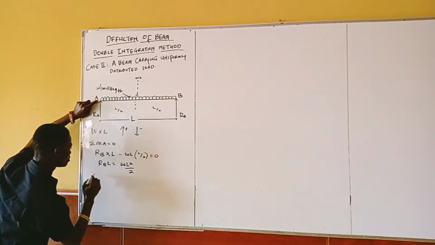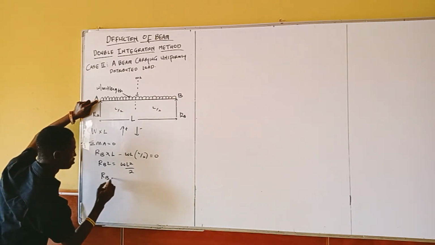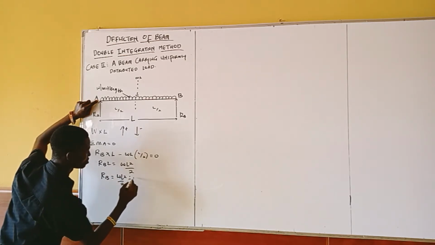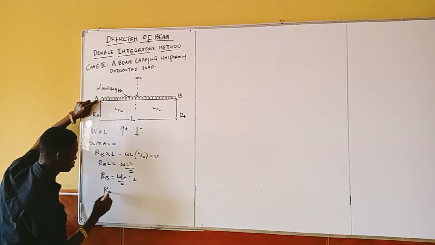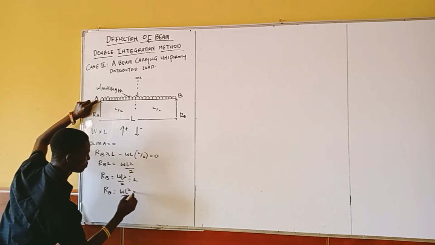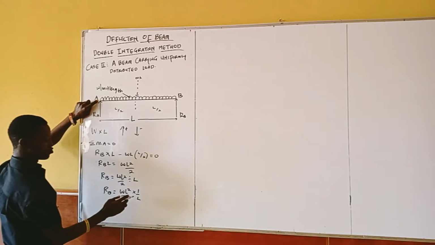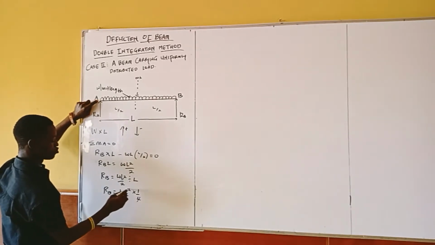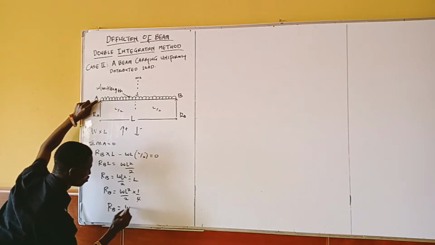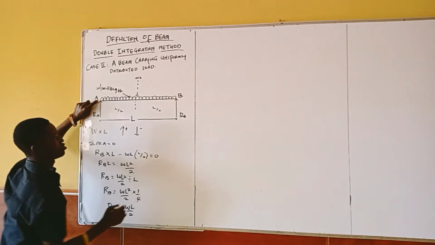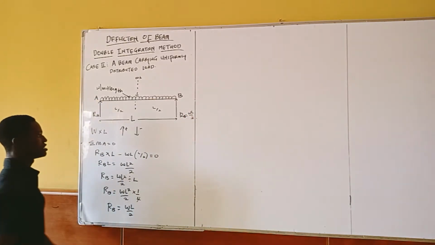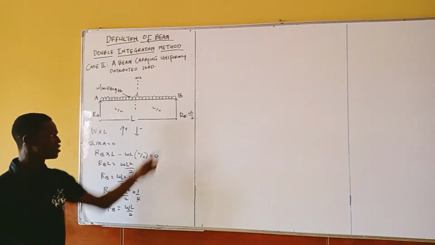Then I divide both sides by L, so RB equals WL squared over 2 divided by L, which is WL squared over 2 multiplied by 1 over L, the reciprocal. So one L cancels, and my RB is going to give me WL over 2. So I've already found the value of my RB.